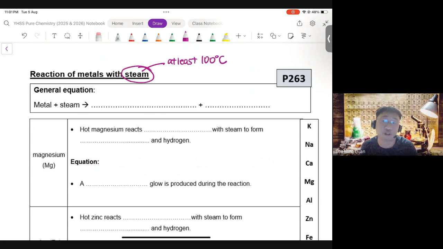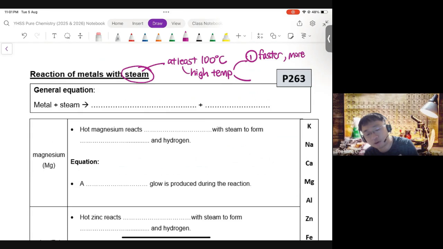So this is a high temperature. What does this high temperature do? What effect does high temperature have? 2 effects. Number 1, at high temperature, what can you say about particles and atoms? At high temperature, particles have more kinetic energy. That's what you have learned in Sec 1, as well as under kinetic particle theory again in Sec 3. High temperature, particles have more energy. So the particles move faster and more vigorously. And therefore, the reactions become faster and more violent.